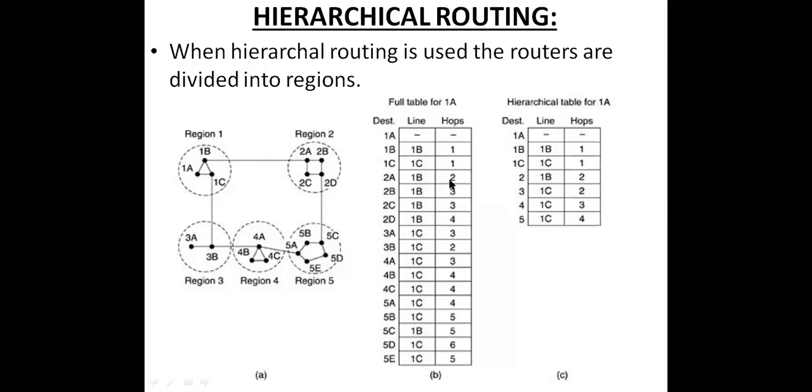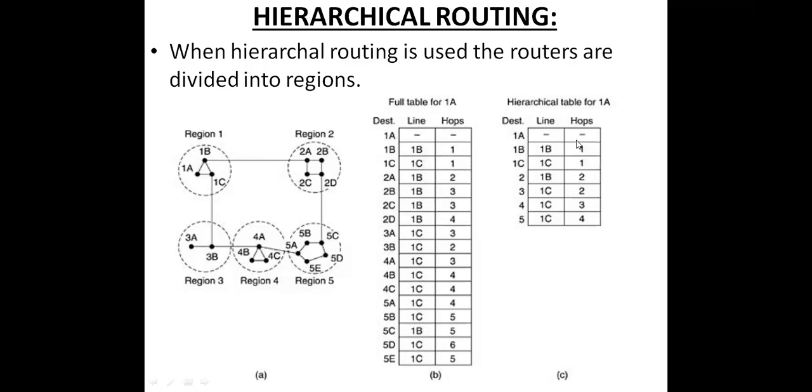So we need to reduce the routing table size. If the routers are more, the number of entries is also more. To avoid such a problem, we divide the network into regions: region 1, region 2, region 3. So that instead of maintaining 17 entries, we can make only 7 entries. Region 1: 1A, 1B, 1C. Then one entry for the entire region 2, region 3, region 4, and region 5.